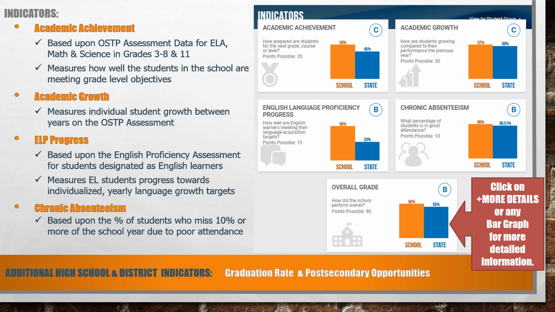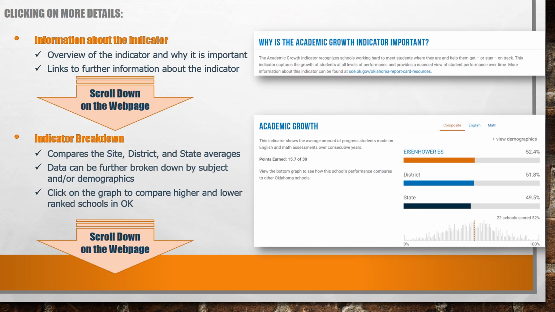Additionally, high school and district indicators show graduation rate and post-secondary opportunities. You can click on More Details or any bar graph for more detailed information. Clicking on More Details will open up information about the indicator. First, you'll see an overview of the indicator and why it's important, and then you will find links to further information about the indicator.